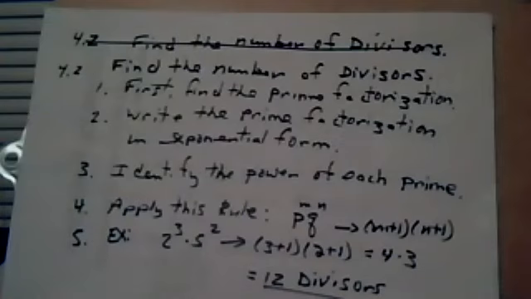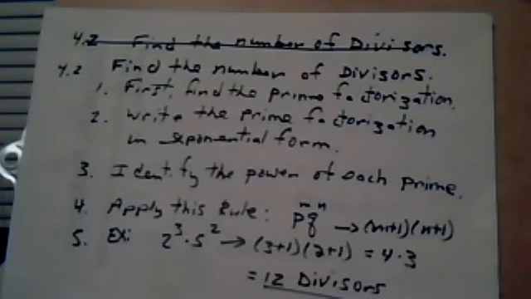This one is asking us, find the number of divisors. In other words, all the numbers that can divide another number evenly. The first step is to find the prime factorization of the number you're considering. The second step, write the prime factorization in exponential form, which means the prime number to some power. 3 is identify the power of each prime.